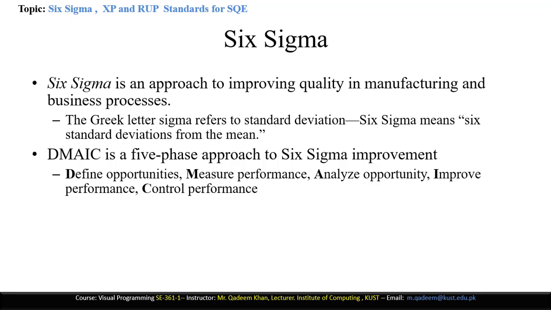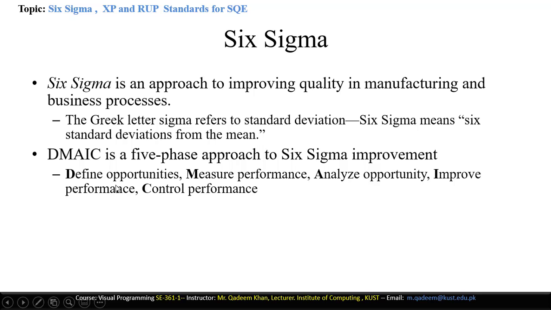DMAIC is a five-phase approach to Six Sigma improvement. That means DMAIC is an abbreviation which helps to improve the process using Six Sigma, and it includes define opportunities, then measure performance, and then analyze opportunity, improve the performance, and control the performance.